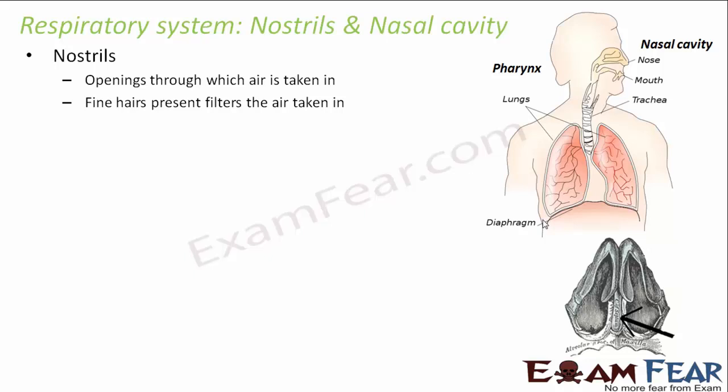Fine hairs are present which filter the air taken in. So you can also see that inside our nostrils we have very small hairs. When the air is taken in, if there are any dust particles in that air, those hairs will prevent the dust particles from getting inside and will block them. So that is the function of the hairs present inside the nostrils.